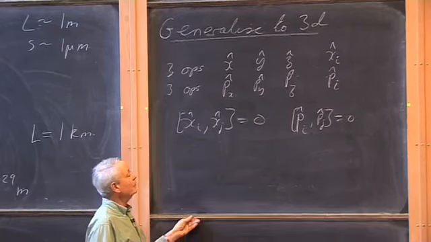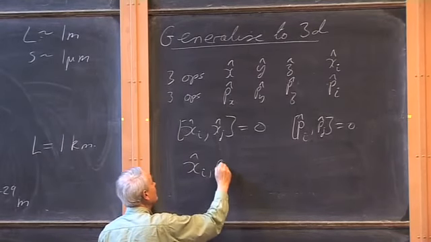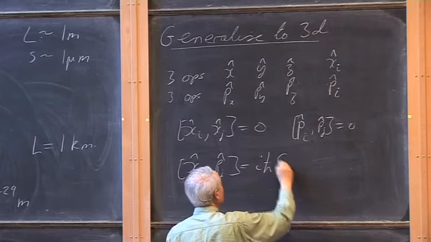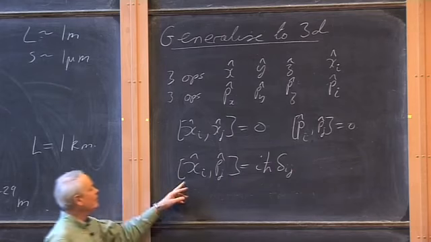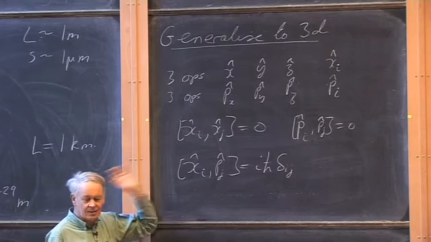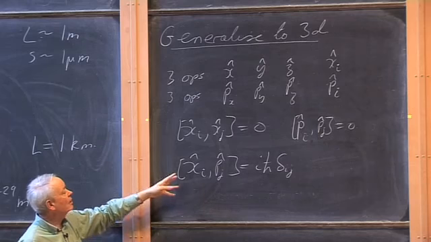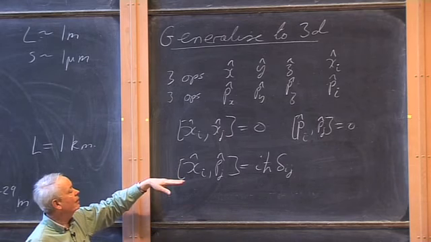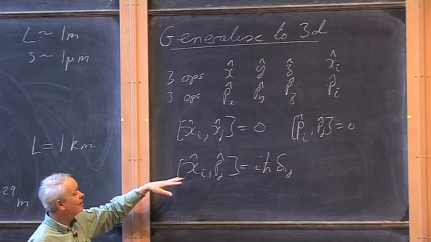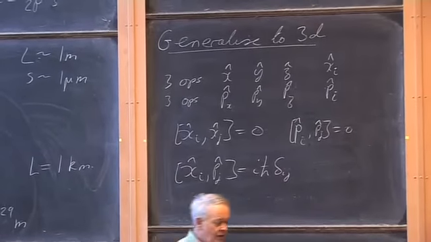And the only other interesting thing we have to have is xi commuted with pj is i h bar delta ij. So it is possible to know the x position and the y momentum, but it's not possible to know the x position and the x momentum. So each operator commutes with 4 of the remaining 5 operators, but it does not commute with its own momentum. So that's the generalization there.